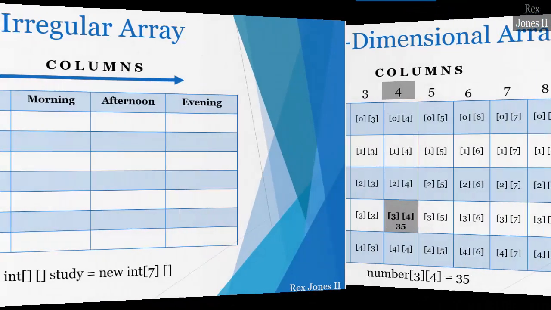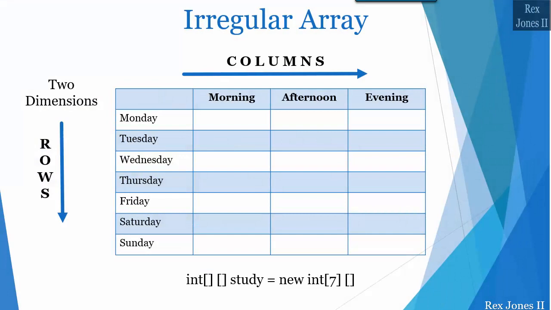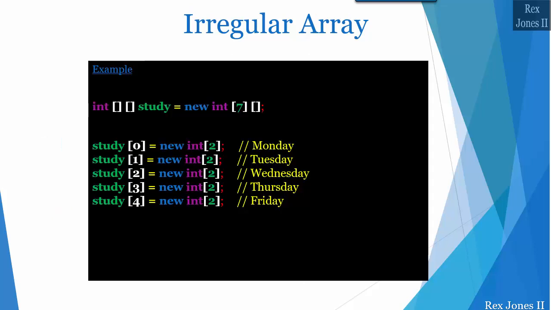An irregular array is when the array has a different size. Only the first dimension is required when allocating memory for a multi-dimensional array. In this example, we see 7 is located in the first dimension, but nothing is located in the second dimension. Imagine we have a study schedule for each day of the week. Monday through Friday, we manage to study 2 times a day.